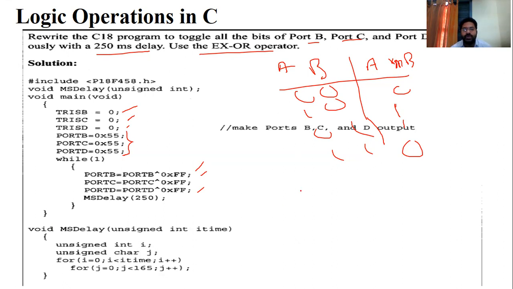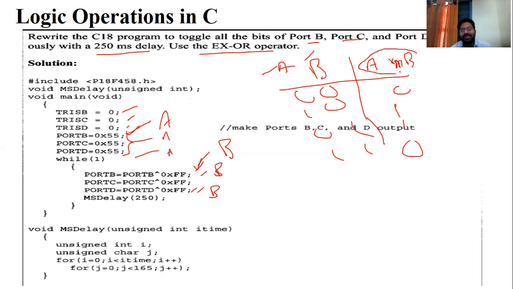Okay, so you can compare these values. Port B to the FF value, port C to the FF value, port D to the FF value. So remember, you can compare any of the port values to any of the values. You must have input A and input B. Suppose this is input A, this is input B. So this for port C also, this is input A, this is input B. For port D also, this is input A, this is input B. Any of the values you can compare.